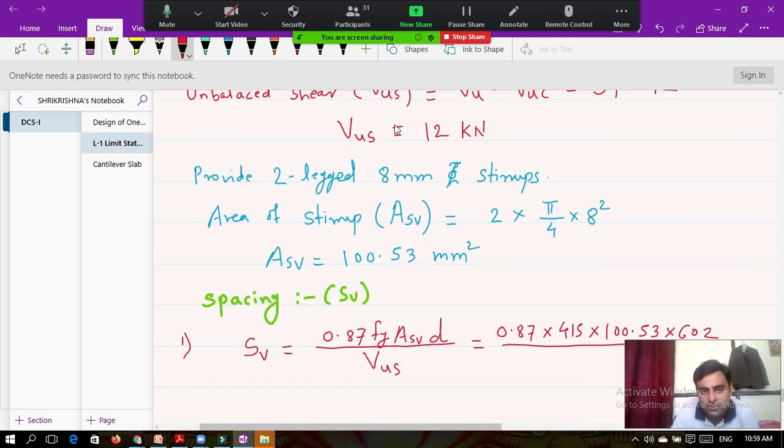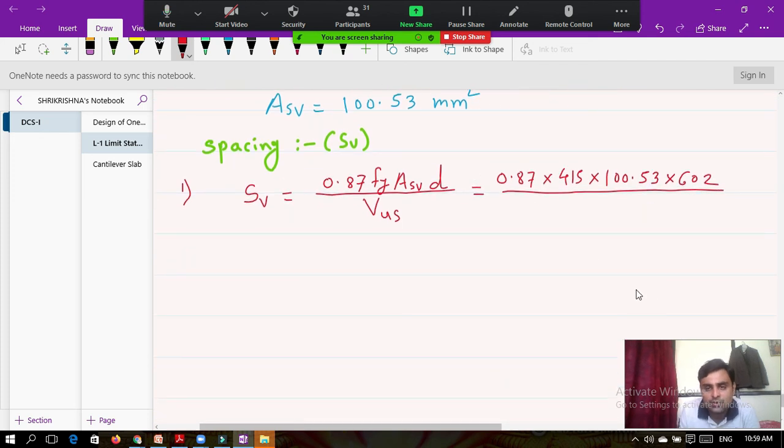What was our unbalanced shear? 12 kilonewton. So here 12 kilonewton, convert it into Newton, 12 into 10 raised to 3. If you solve this, you will get the spacing SV, which is equal to, what is the value? 1814.81.